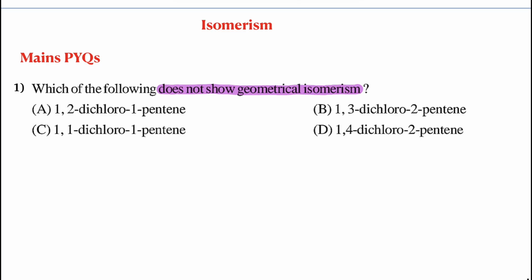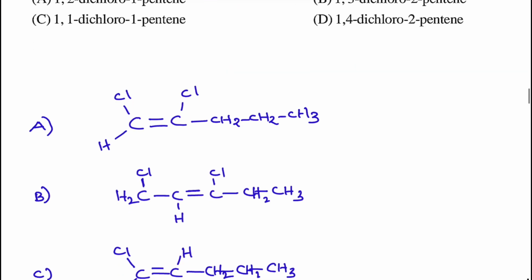Instead of giving the structures, he gave IUPAC names: 1,2 dichloro 1 pentene, 1,3 dichloro 2 pentene, 1,1 dichloro 1 pentene, 1,4 dichloro 2 pentene. And you can see these are the structures. The first one, 1,2 dichloro 1 pentene. Here you can see this carbon and this carbon. Here this is chlorine, hydrogen, chlorine and N-propyl group. So this is A, B, A, D structure. So it shows geometrical isomerism.